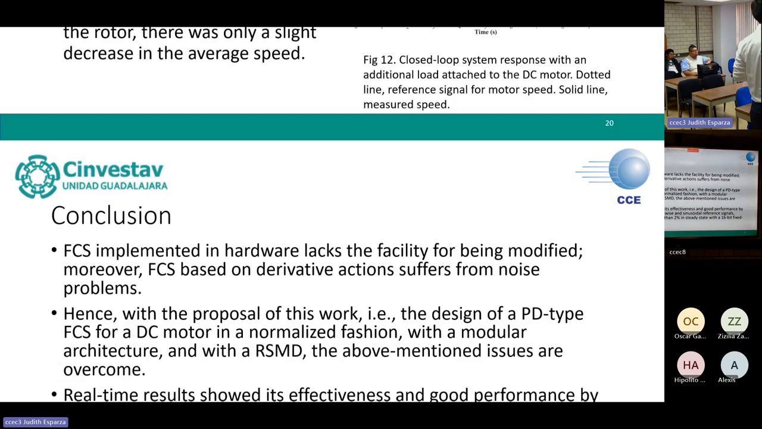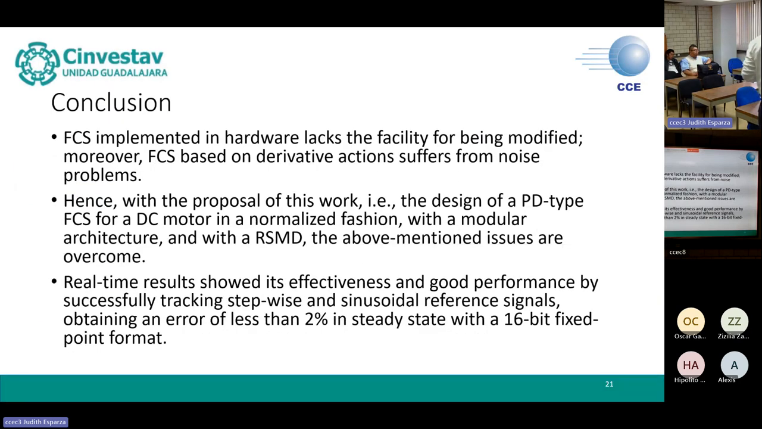And the conclusion: FCS implemented in hardware lack the facility to be modified. The FCS based on derivative action suffer from noise problems. We propose to design a PD type fuzzy controller for a DC motor, in a normalized fashion with a modular architecture with an RSMD. The above mentioned issues are overcome.